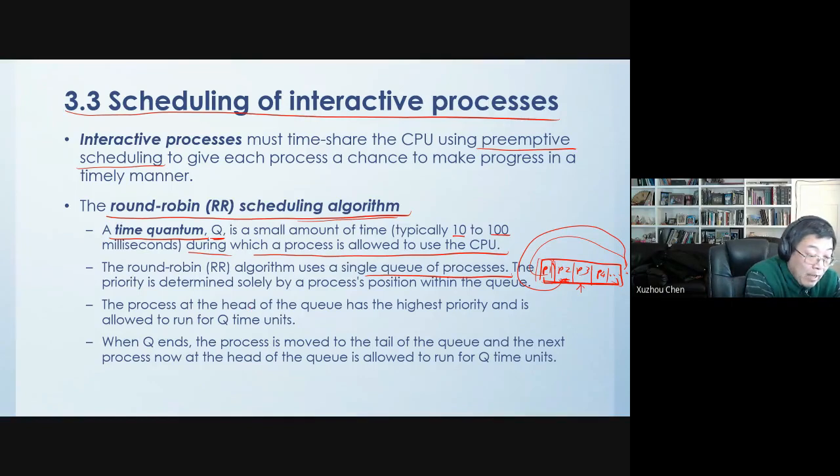The process at the head of the queue has the highest priority and is allowed to run for one time quantum. When the quantum ends, the process is moved to the tail of the queue, and the next process, now at the head of the queue, is allowed to run for the quantum. So it's basically taking turns.